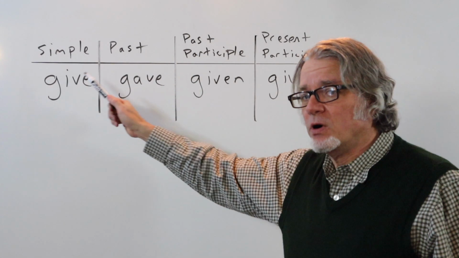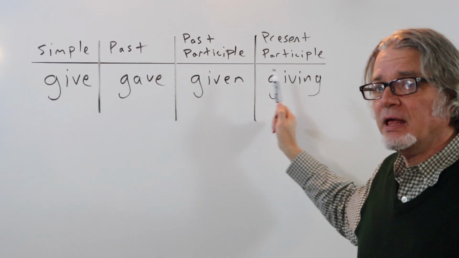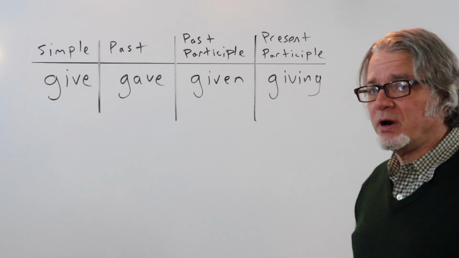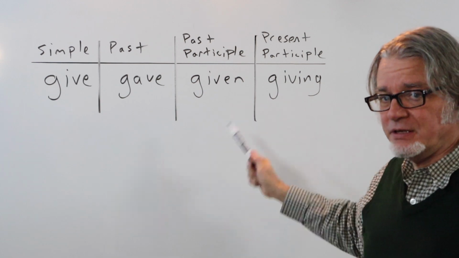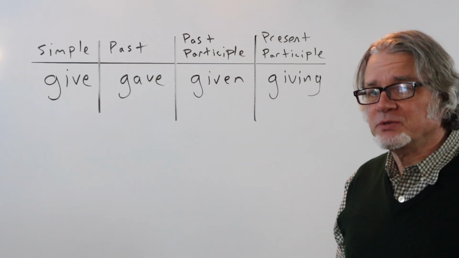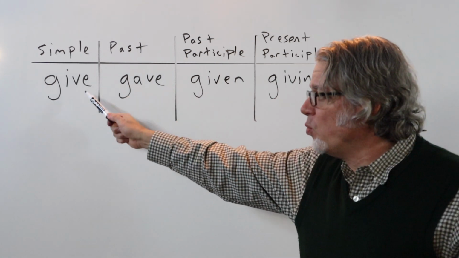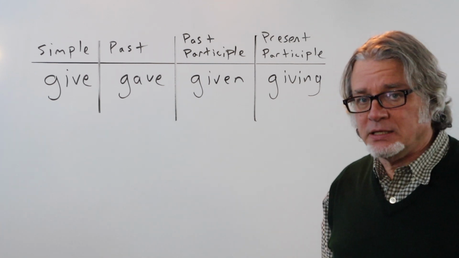Here's the simple form. This is the past tense. This is the past participle. And this is the present participle. Give, gave, given, giving. When you look at a sentence, you should be able to determine which one of these categories the verb is in.